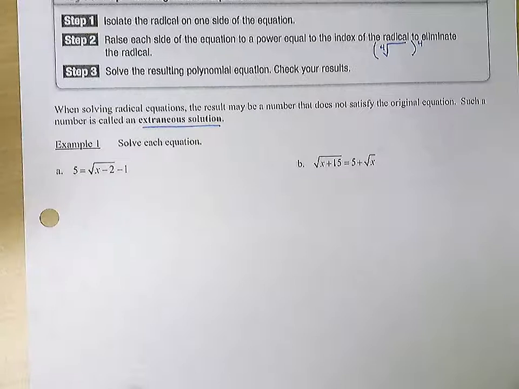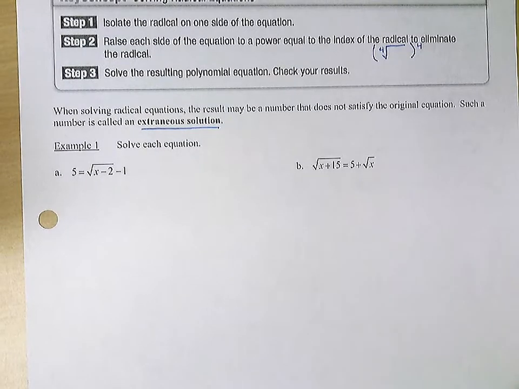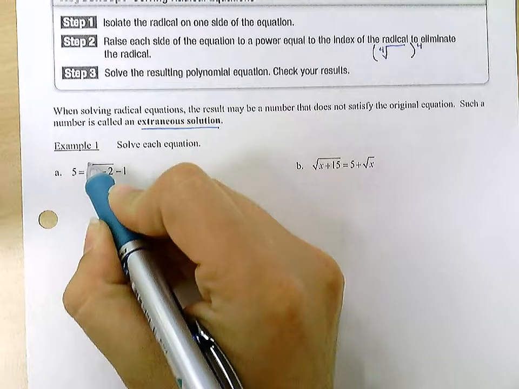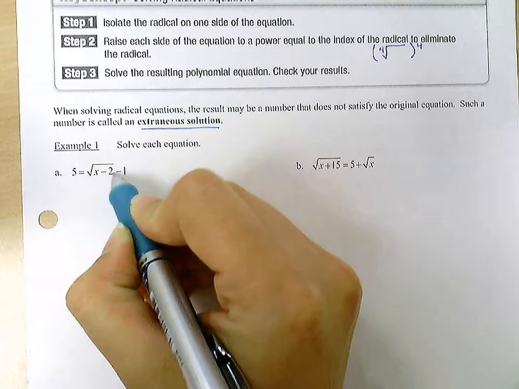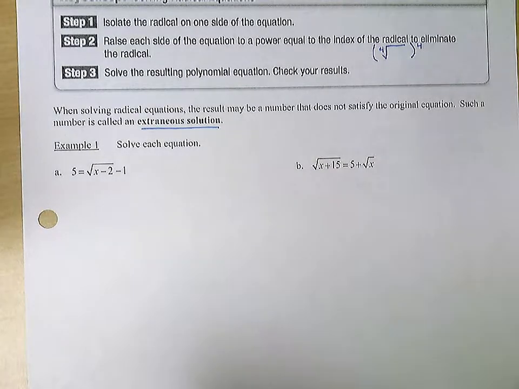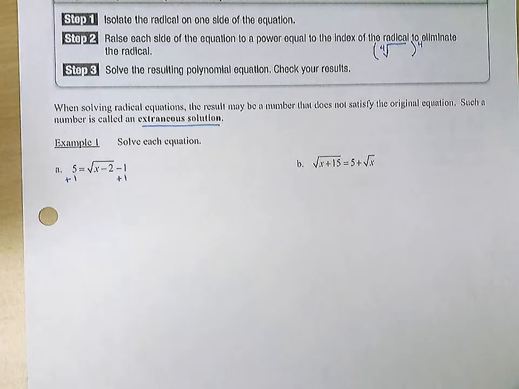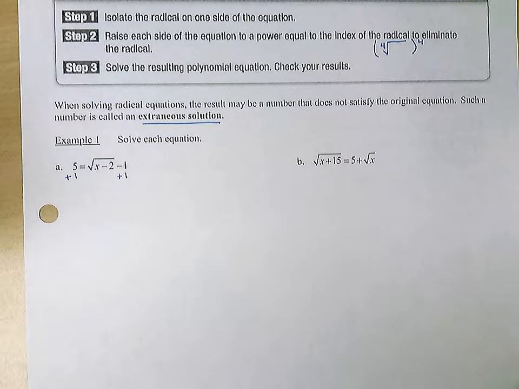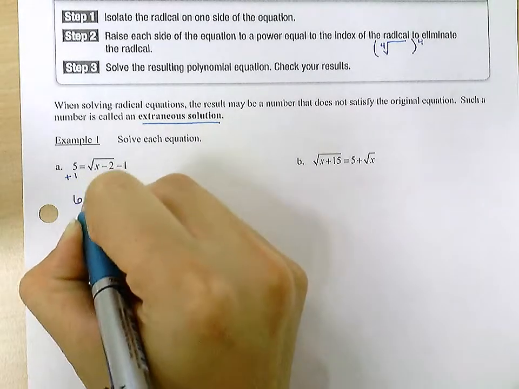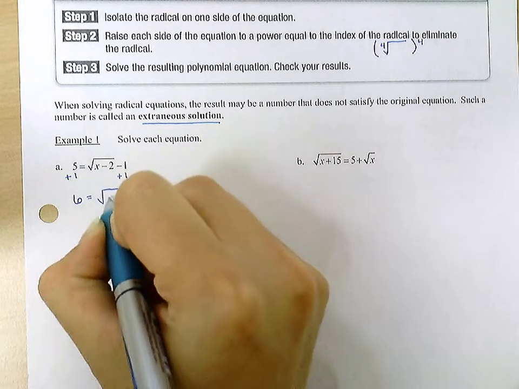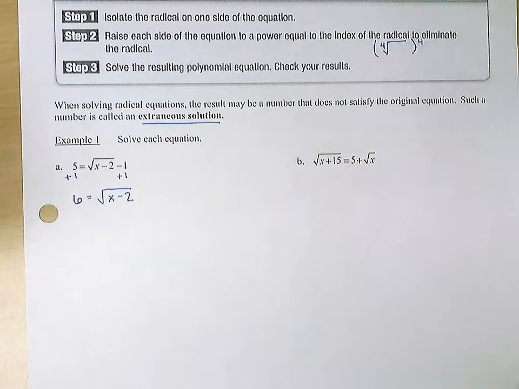So letter A here, my first step is to isolate the radical. So I want to get just this square root of x minus 2 by itself. So to do that, I would add 1 to both sides of the equation. So I end up with 6 is equal to the square root of x minus 2. So now I've isolated that radical.